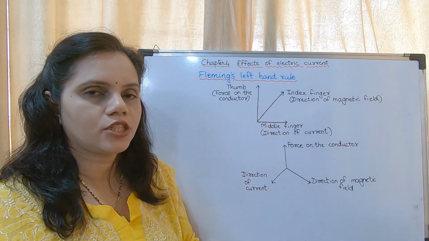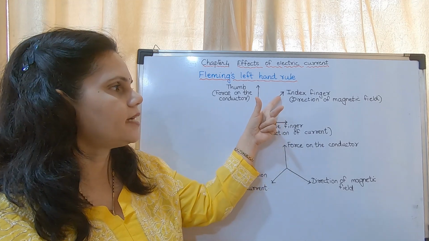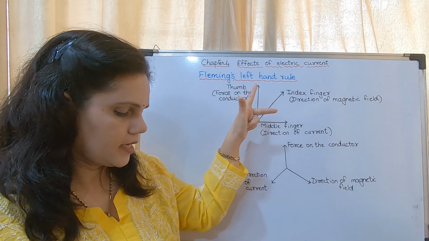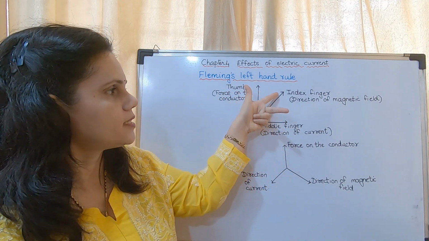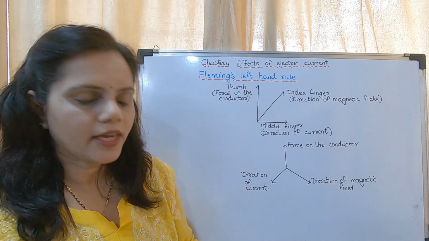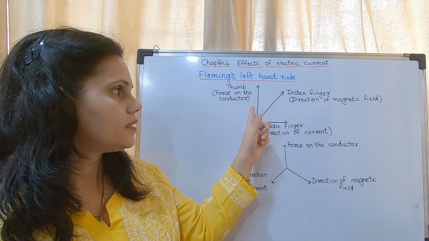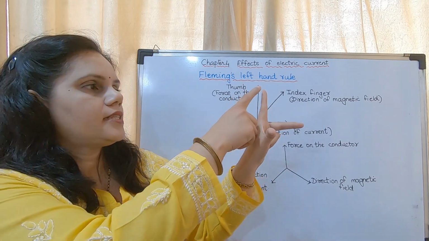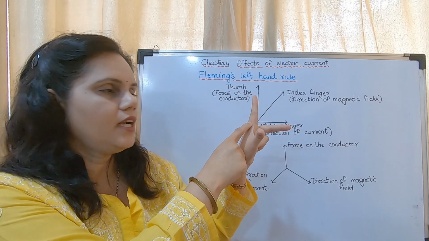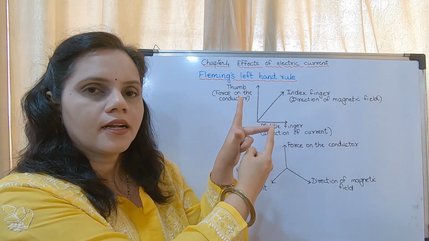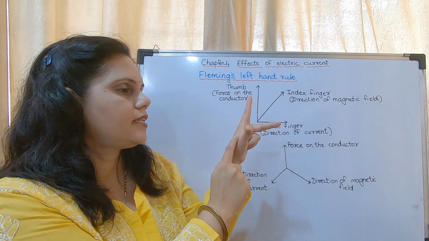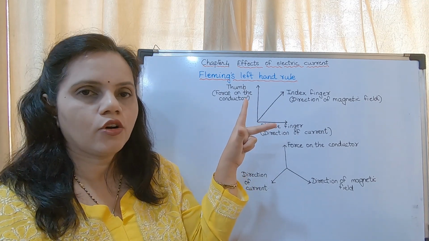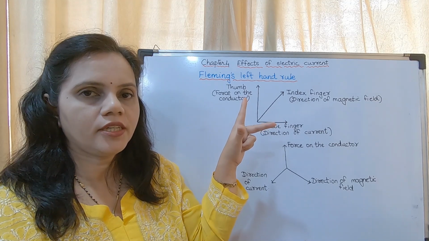This is the diagram which is shown in the textbook. This is the index finger, this is the middle finger, and this is the thumb. According to this figure, it is like this. You may learn it like this. This is the magnetic field, this is the direction of current, and this is the direction of motion of conductor. Have you understood?